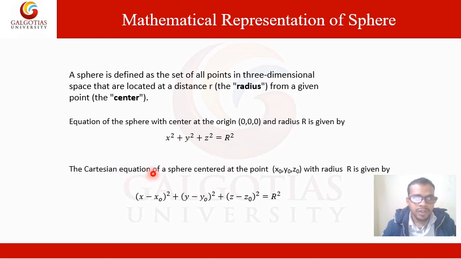The Cartesian equation of a sphere centered at some point other than 0 comma 0 comma 0 is already known to you: (x minus x naught) to the power 2 plus (y minus y naught) to the power 2 plus (z minus z naught) to the power 2 is equal to r square.